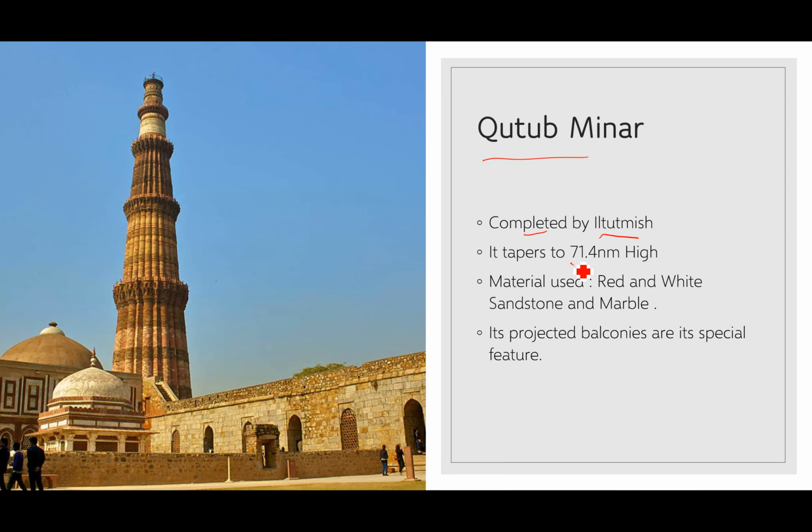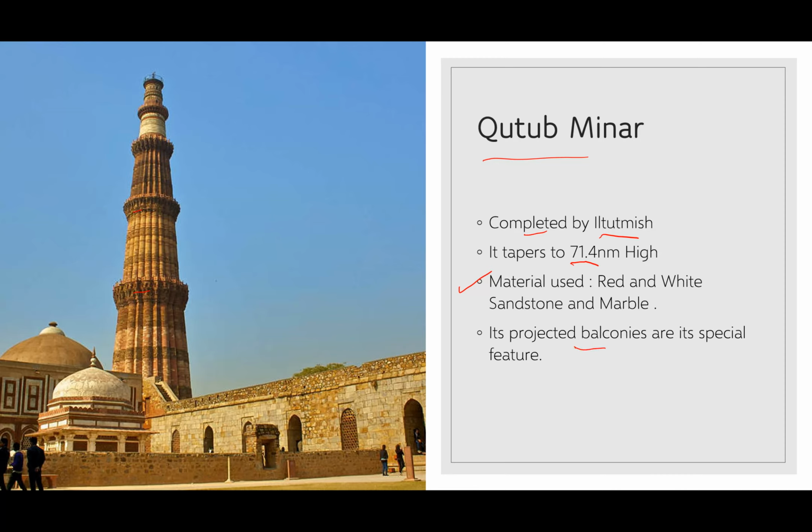It tapers to 71.4 meters high. And what was the material which was used? Red and white sandstone and marble. Now if you can just see here, you can see these. Now its projected balconies are its special feature.